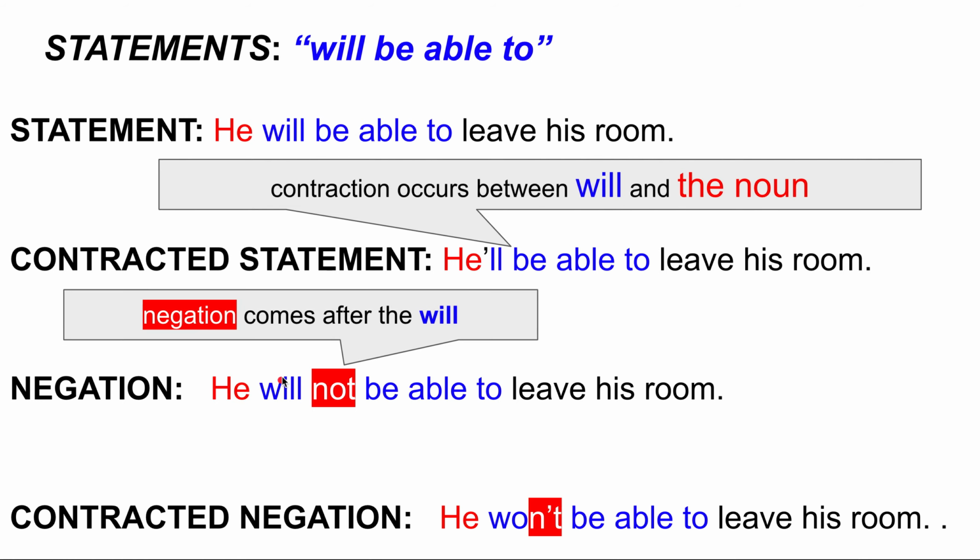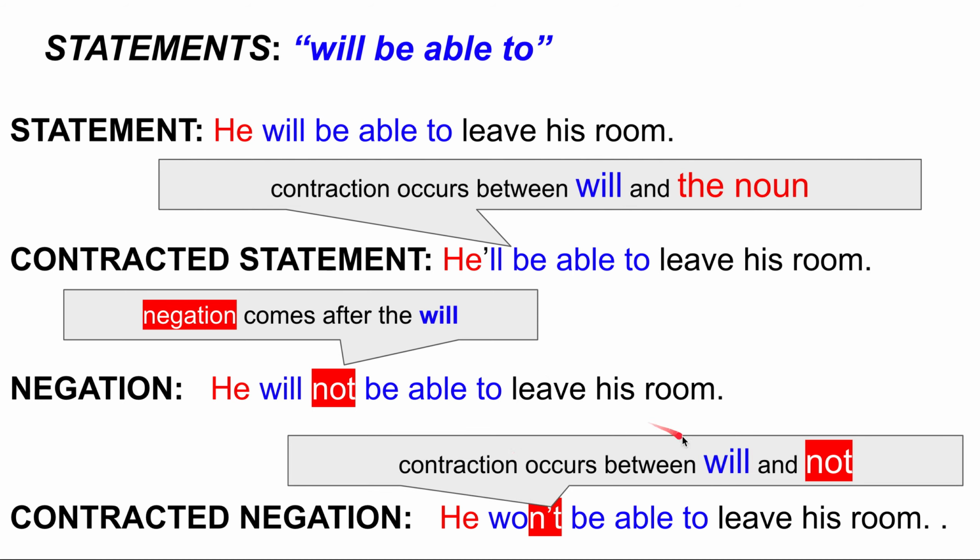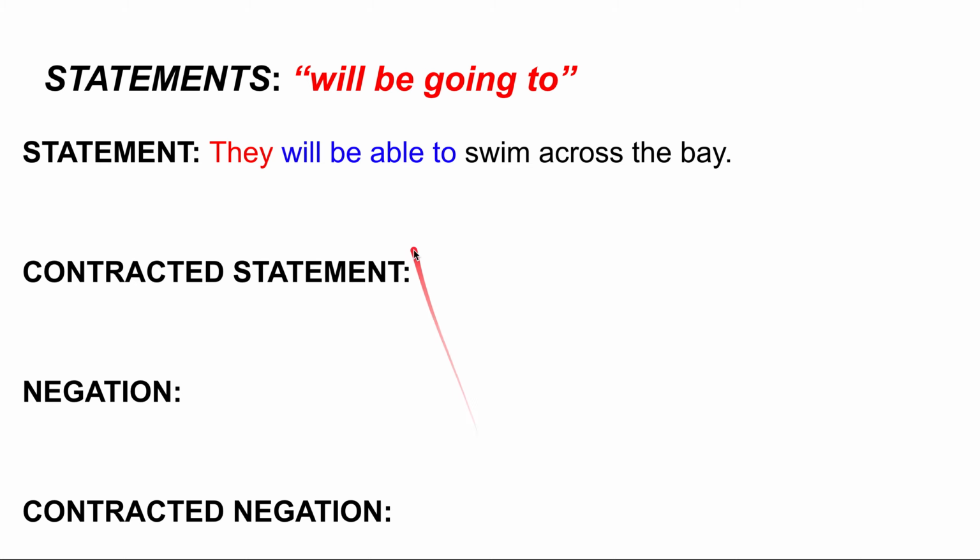So he will not be able to leave his room. And if we want to contract that negation, the contraction occurs between will and not. He won't be able to leave his room. Moving forward, let's look at an example.